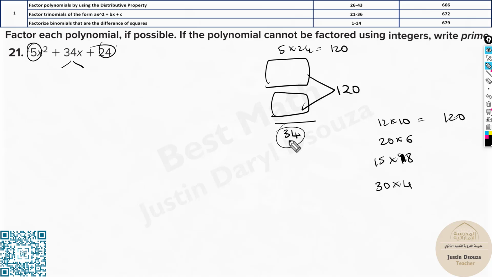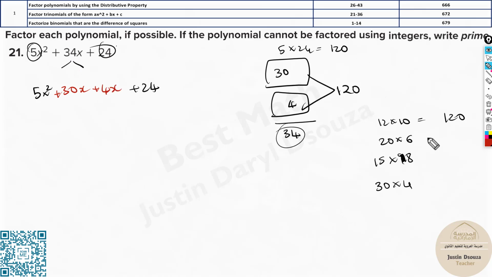So another way to see is, see the number close to this and check 30 times 4. Since it's both positive, it's very easy. 30 times 4, when you multiply, it's 120, and when you add it, it's 34. So we need to split this middle term. 5x squared remains as it is, plus 24 remains as it is. But here, the middle term is split into 30x plus 4x. This is same. Why? Because when I add them up, it'll be 34.